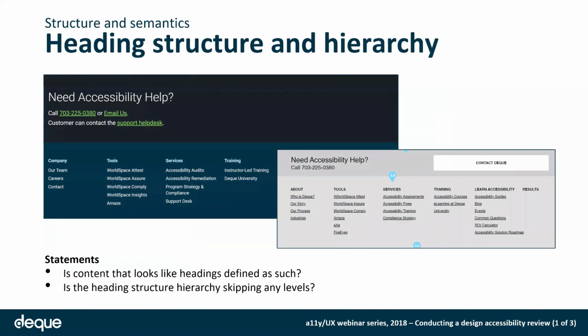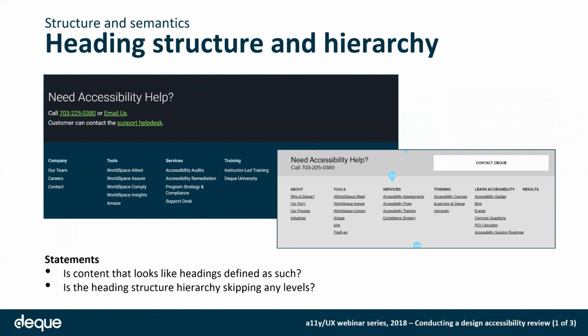Another example would be content that looks like a heading not being defined as such, or the heading structure skipping hierarchic levels. So again, on the right-hand side, we have the initial wireframe of what the footer of the DQ.com page should be: basic gray text with gray backgrounds and zones defined. It ultimately ended up being very similar in the actual implementation and production of the site.